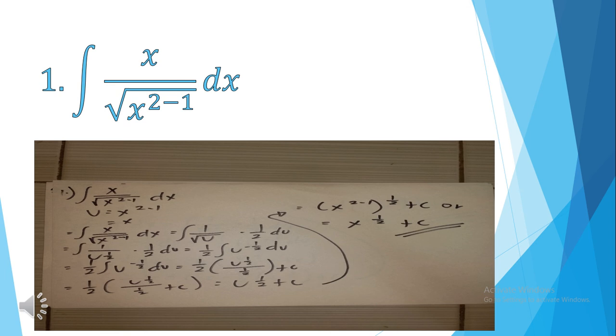So the next step is doing the substitution. So the quantity x squared minus 1 to the power of 1 half plus c is our final answer for the integral.